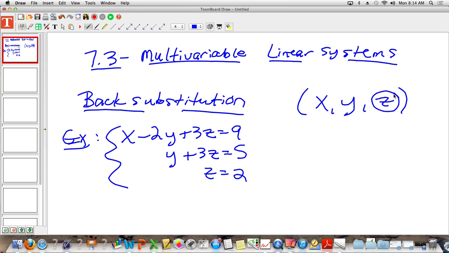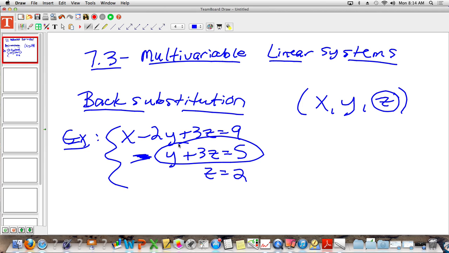What is the next logical place to go with this? Go ahead, Marcus. The next equation up. The next equation up in this case. Now, that doesn't mean they have to be written in this order. Like this second equation right here could be written first. But it makes sense to go to this equation because we only have 2 variables in it, and we know that z is equal to 2.